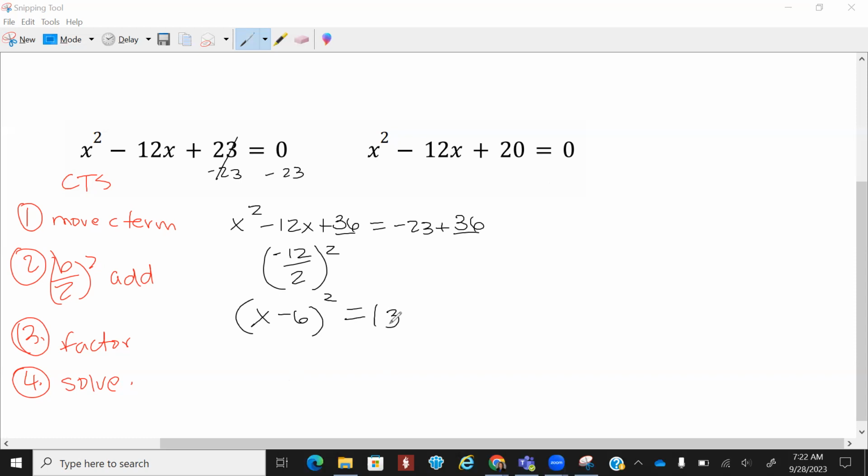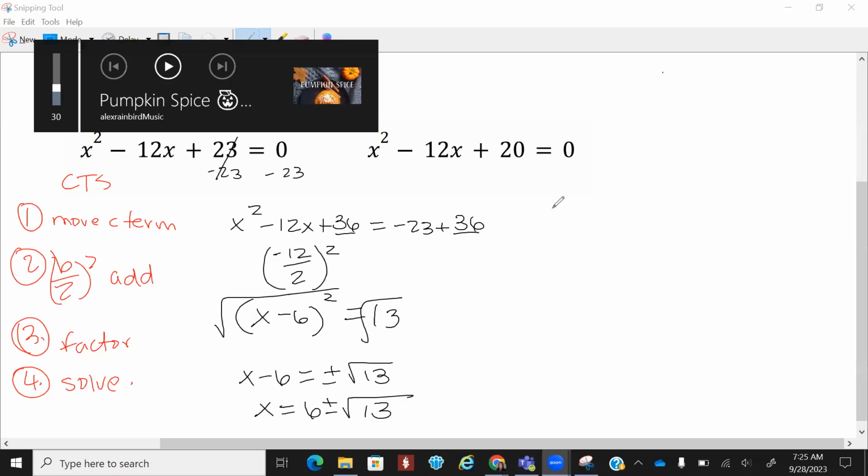Now, they asked us to solve. That means that we're trying to get x by itself. So we're going to take the square root of both sides. And that's going to give us x minus 6 equals positive and negative square root of 13. Can I simplify square root of 13? No. But I can add 6 to the other side. So I'm going to get x equals 6 plus or minus the square root of 13.